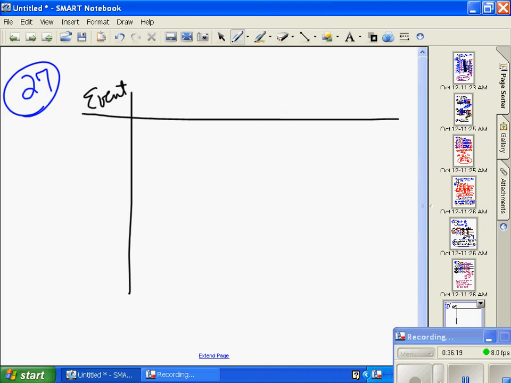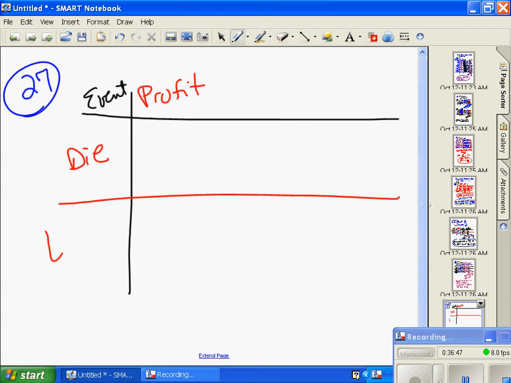A 20-year-old male purchases a 1-year life insurance policy worth $250,000. The insurance company determines that he will survive the policy period with probability 0.9986. In Part A, if the premium for the policy is $450, what is the expected profit of the insurance company? Okay, so I'm going to do this by profit again. So I have two events. The person will die or they live throughout the insurance policy period.